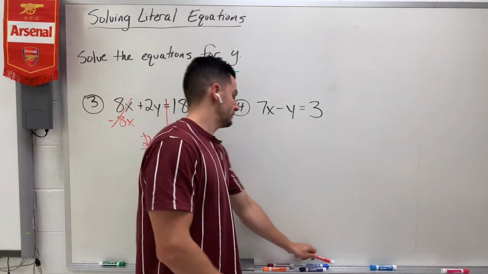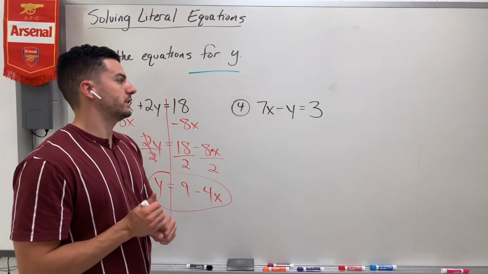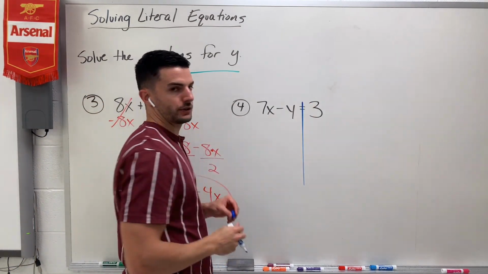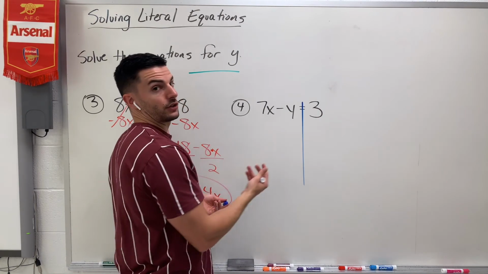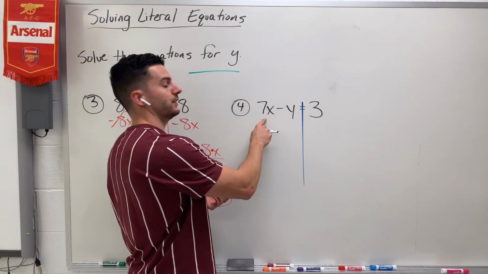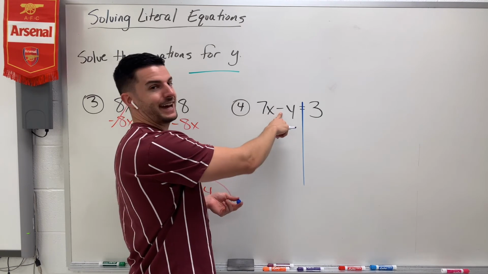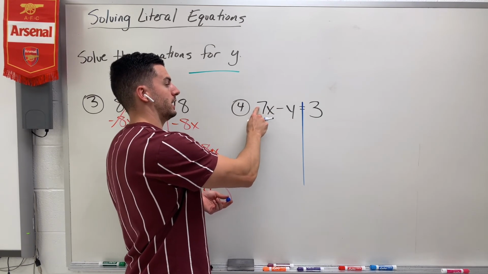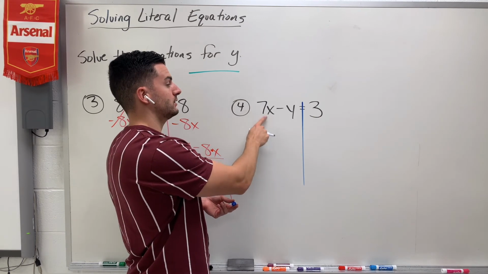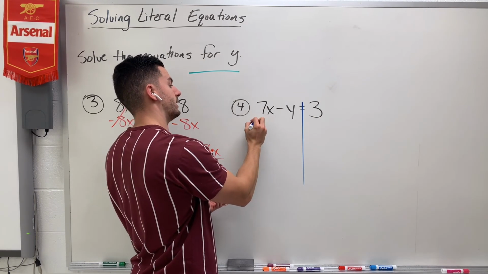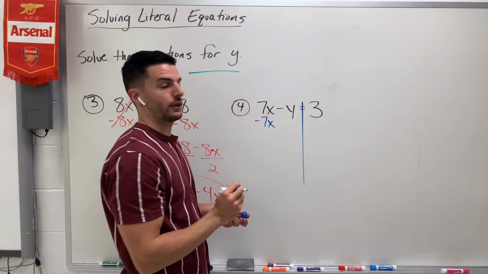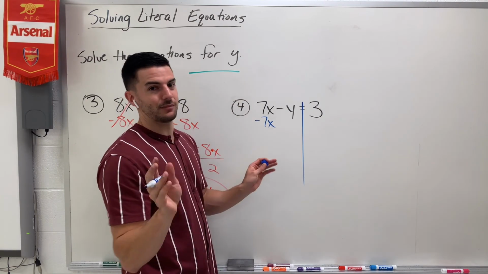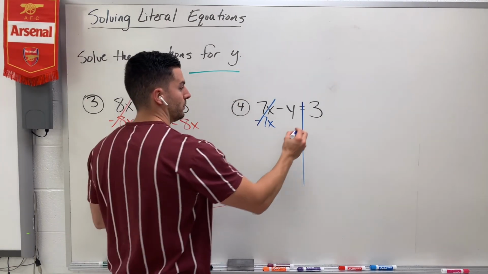Last one here, number 4. Number 4 says 7x minus y equals 3. So again, a similar type of problem, and I'm going to start this one out the same way. This positive 7x, I would not add it to both sides, even though there's a minus here. That minus goes with this y. I look at what's in front of it, and that tells me it's positive 7x. So positive 7x I have to subtract from both sides, because 7 minus 7 is 0. 7 plus 7 would be 14. That means it's not canceled. So I minus 7x from both sides.